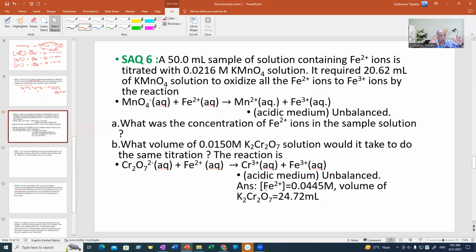Before we start, I would like you to balance this equation first. And raise your hands who have completed. Maybe leave a little space and balance the other one. Same acidic medium. If you have practiced a little bit, then you will do it in a flash.